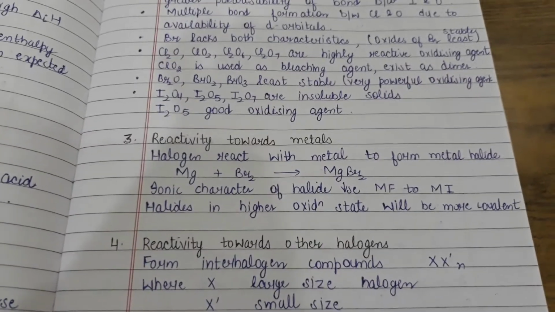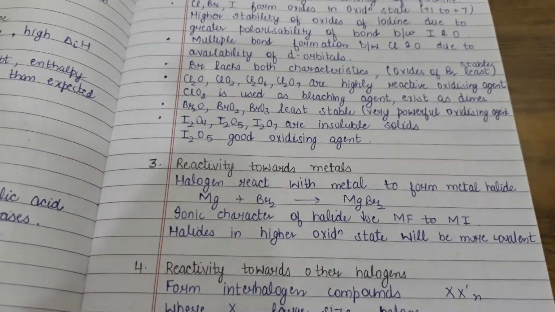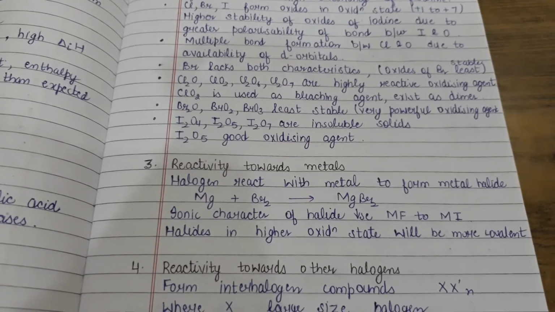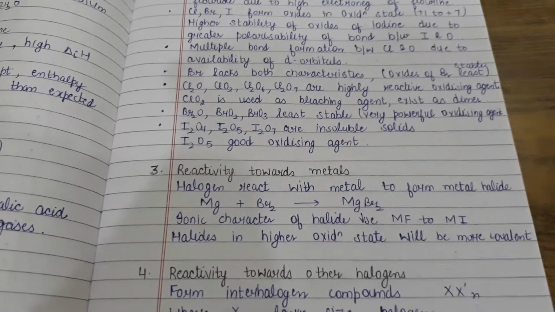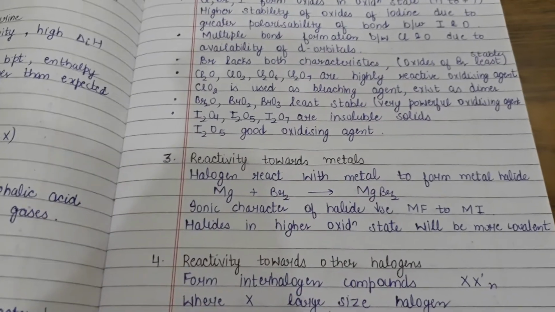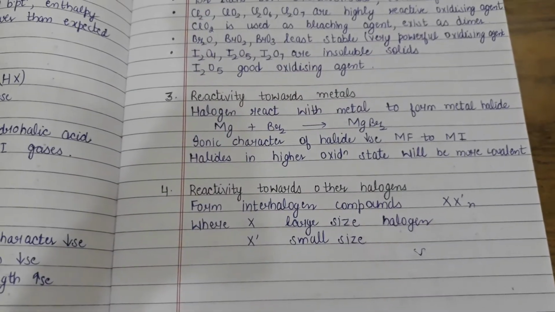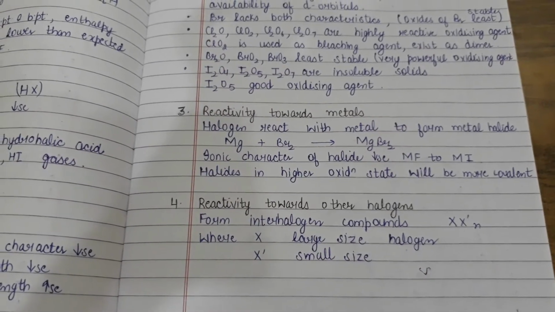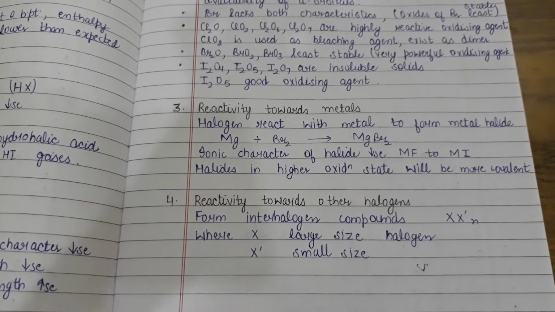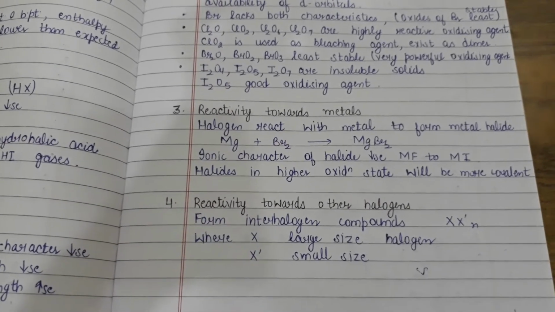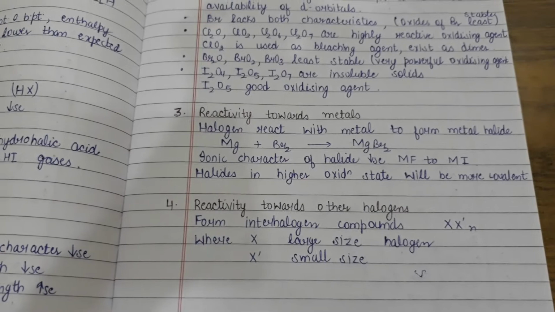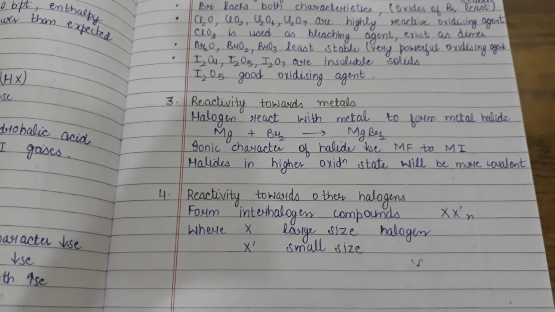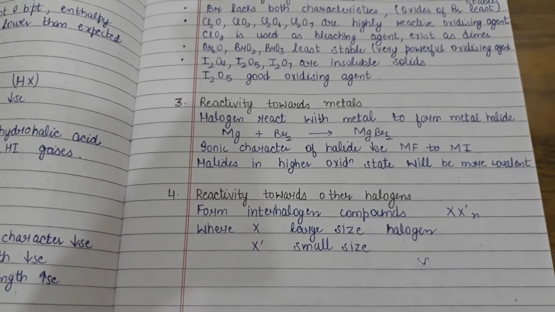Now reactivity towards metals. When halogens react with metals they form metal halides. But ionic character from metal fluoride to metal iodide decreases because size of halogen increases. And reactivity towards other halogens. When a halogen reacts with another halogen they form interhalogen compounds where the formula is XX'n, and X is the larger halogen with smaller electronegativity, and X' is the smaller halogen with high electronegativity.